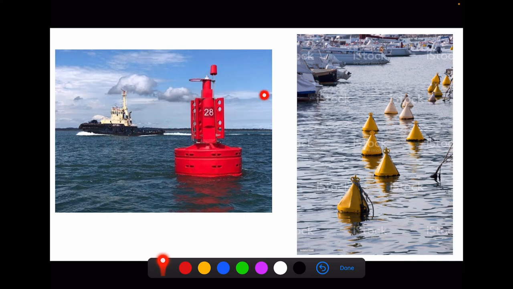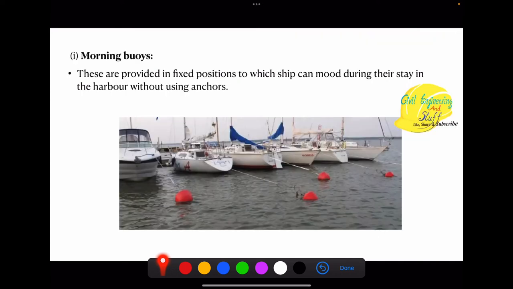They are placed all along the sea to indicate which route the ship must follow. In case the buoys are used to park the ships, to anchor and provide a temporary anchor in between in the sea, when that is the purpose of buoys, these are called mooring buoys. They provide a fixed position to which a ship can moor during their stay in the harbor without using an anchor.